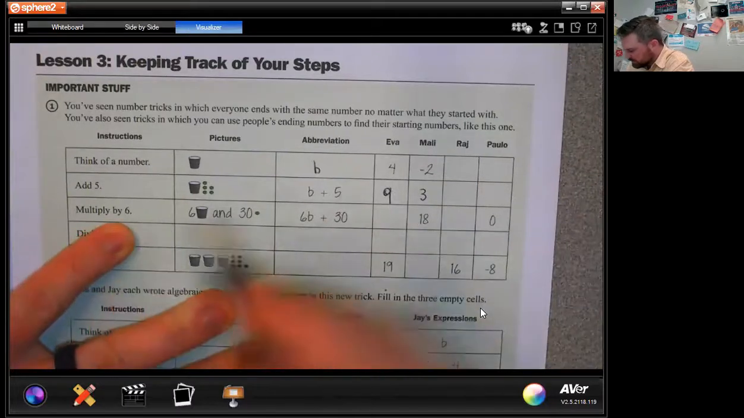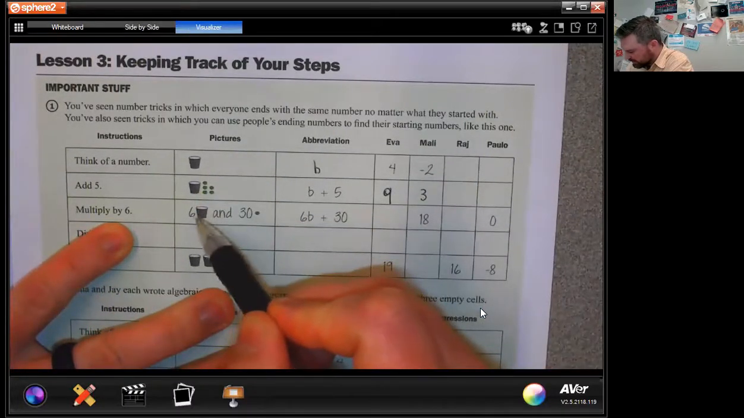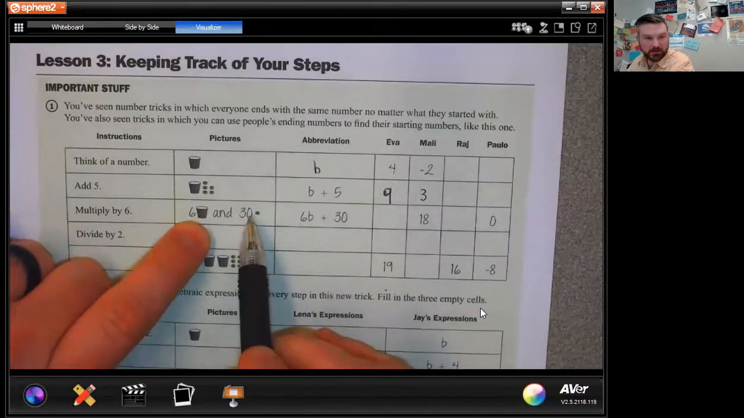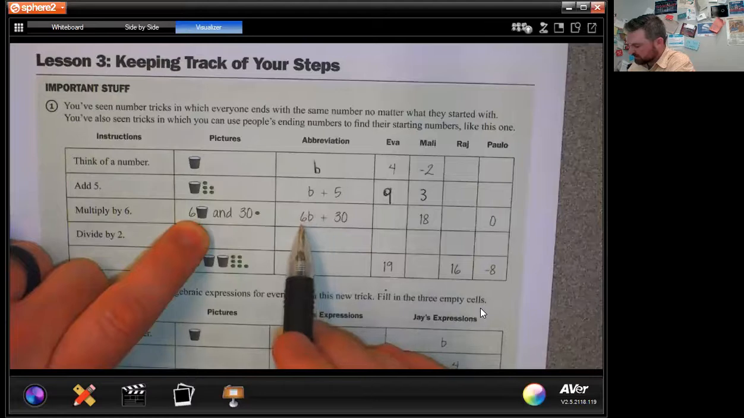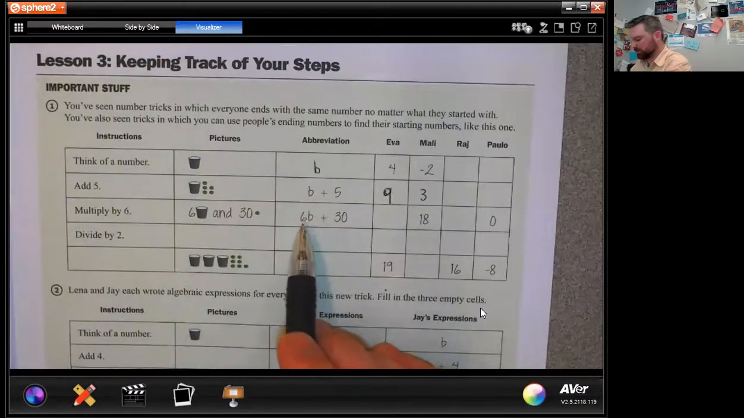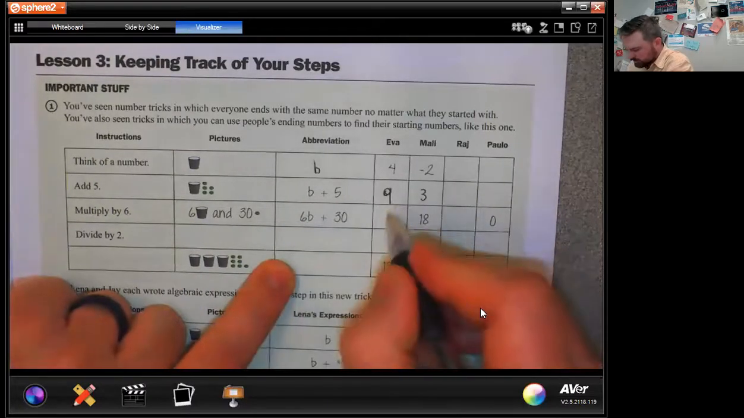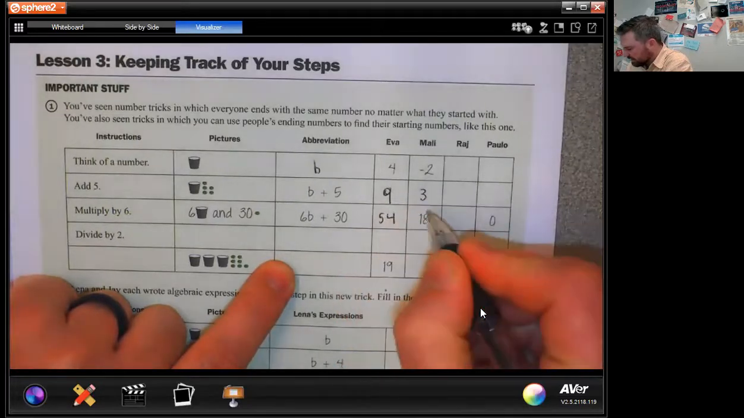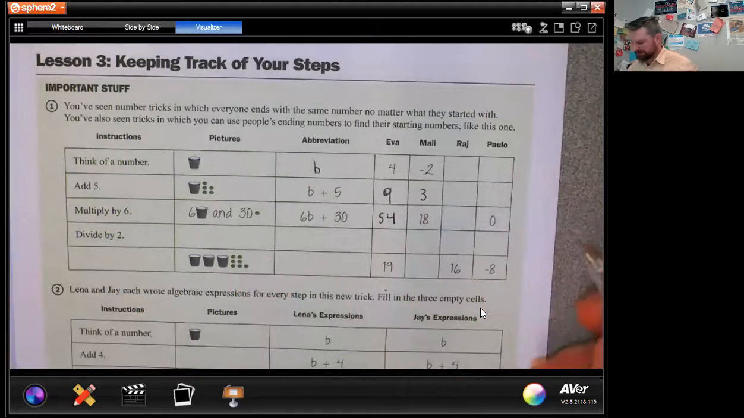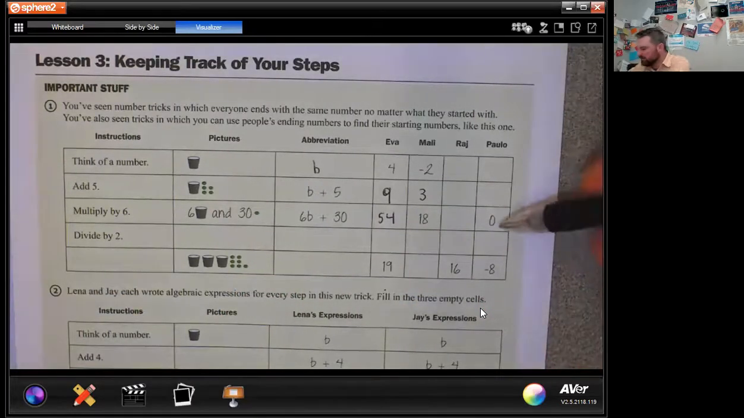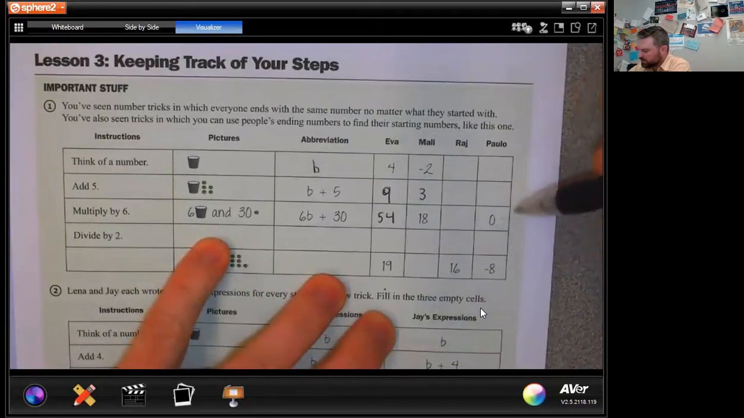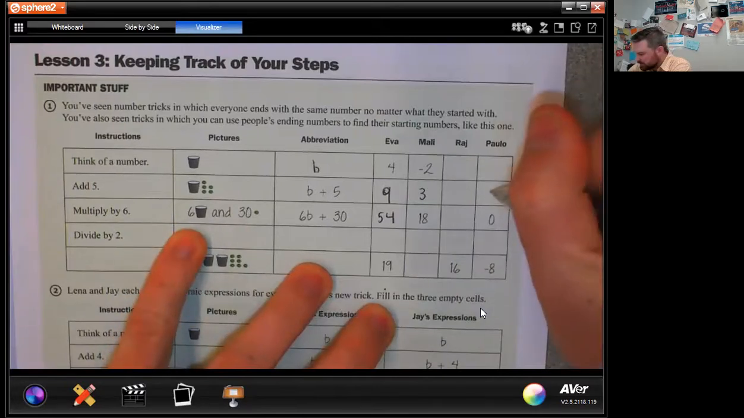Multiply by 6. So bucket times 6 is 6 buckets, and 5 times 6 is 30. Instead of writing 30 dots and 6 buckets, they just put the number out front, which is nice. So it's 6b plus 30. We take 9 times 6, which is 54, and 3 times 6, which is 18. Now over here, they give us a number that is 0. To go the other direction, we divide, and 0 divided by 6 is still 0.